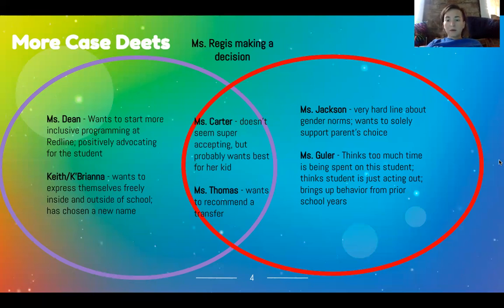And just brings up previous instances and kind of is dismissive of some of the newer staff members. Then in the center, we have Miss Carter, which is the student's parent, the student's mother. There's not much interaction with her in this story except for some secondhand knowledge, but it really doesn't seem like Miss Carter is super accepting. But I was making this assumption she probably wants best for her child.